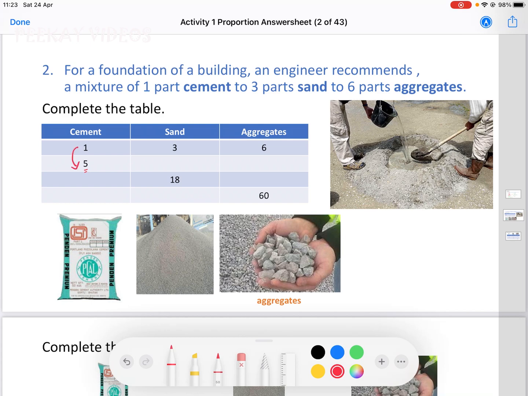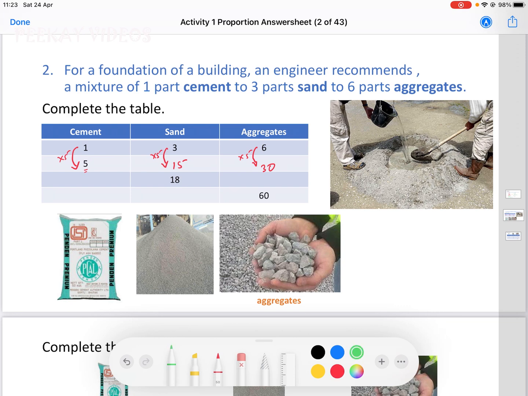From cement to cement, if we increase the cement 5 times, then we also have to increase the sand 5 times. And we also have to increase the aggregates by 5 times. Therefore, the sand will be 3 times 5 is 15, and the aggregates 6 times 5 is 30.